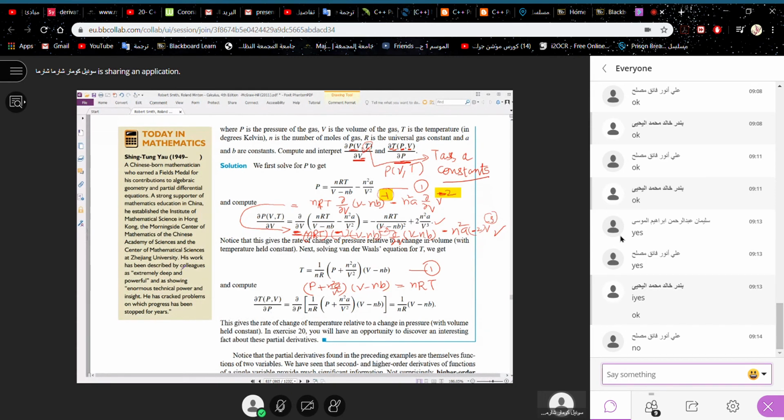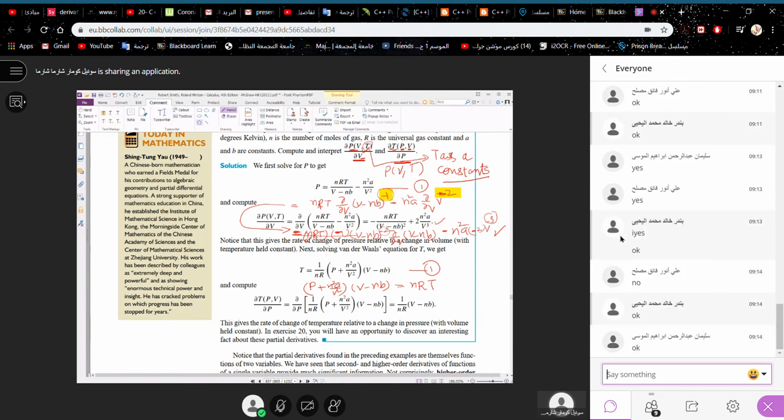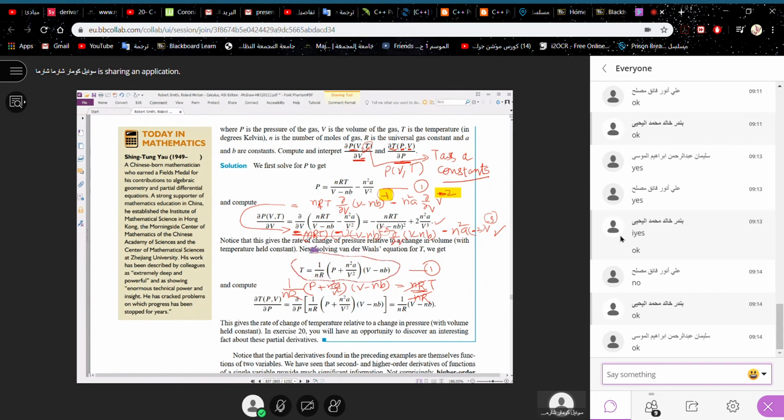Okay or not okay? So divide both sides by nR. So we get this cancelled. So temperature T equals 1 upon nR, times P plus n square a upon V square, times V minus nb.